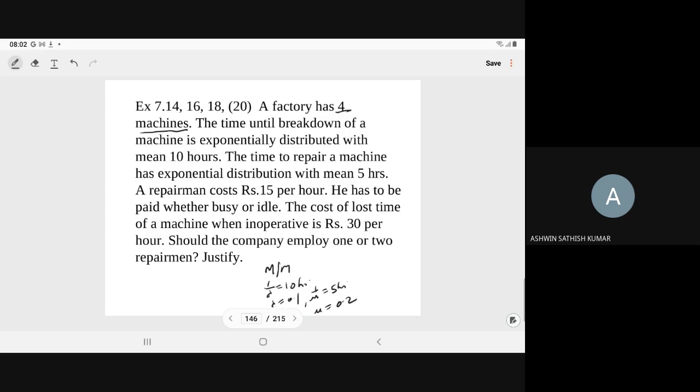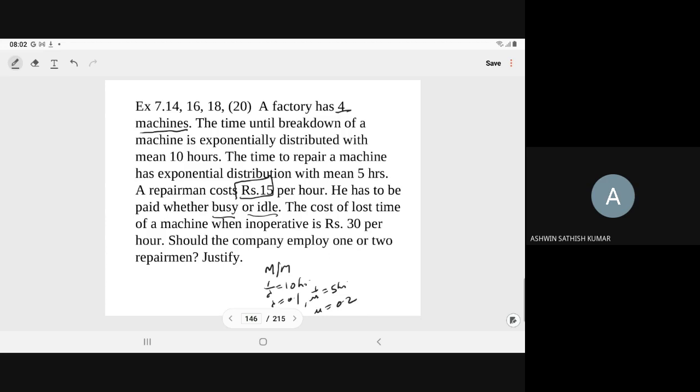The repairman cost is rupees 15. This is the salary per hour. He has to be paid whether he is busy or idle, whether he is providing the repair or not. But one has to pay rupees 15 per hour. So this is the salary per hour.